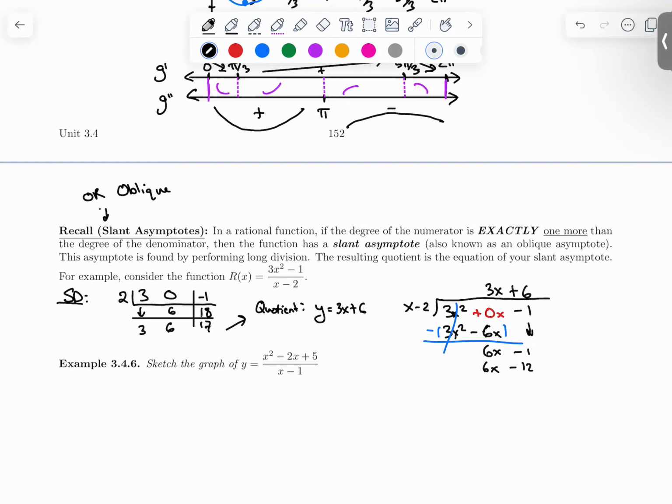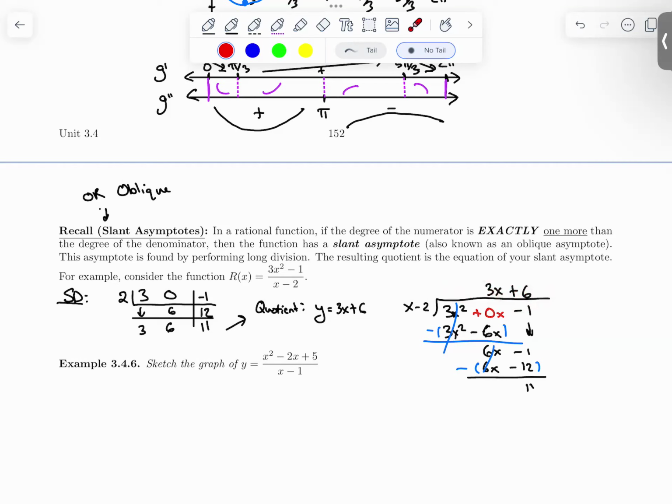And I'm getting something different, which is weird to me. So I should get, oh, that shouldn't be 18. That should be 12. I'm sorry. And so it should be 11, not 17. Dope. It ends up not mattering for us. Good news. And so you get subtraction here, and these cancel, and you're just left with that positive 11. So the slant asymptote is at y equals 3x plus 6 from your quotient.